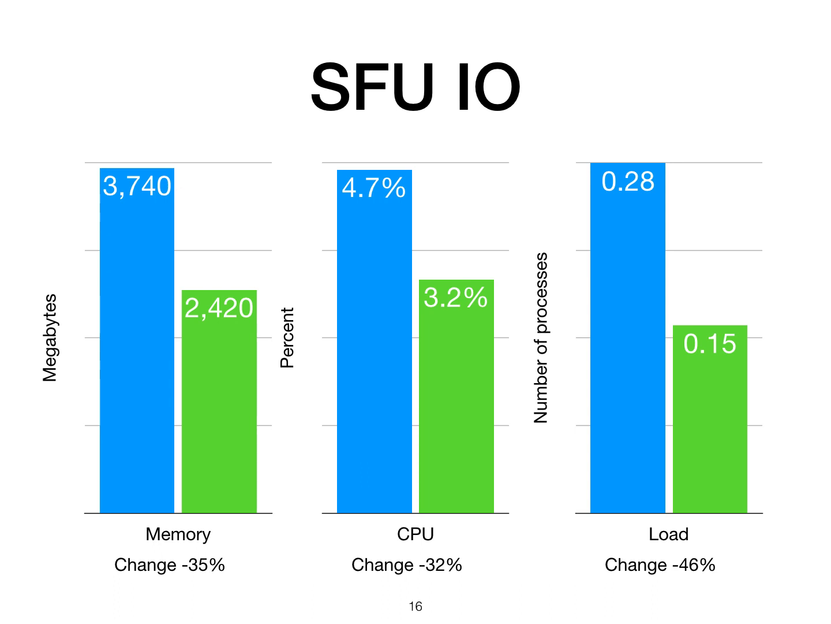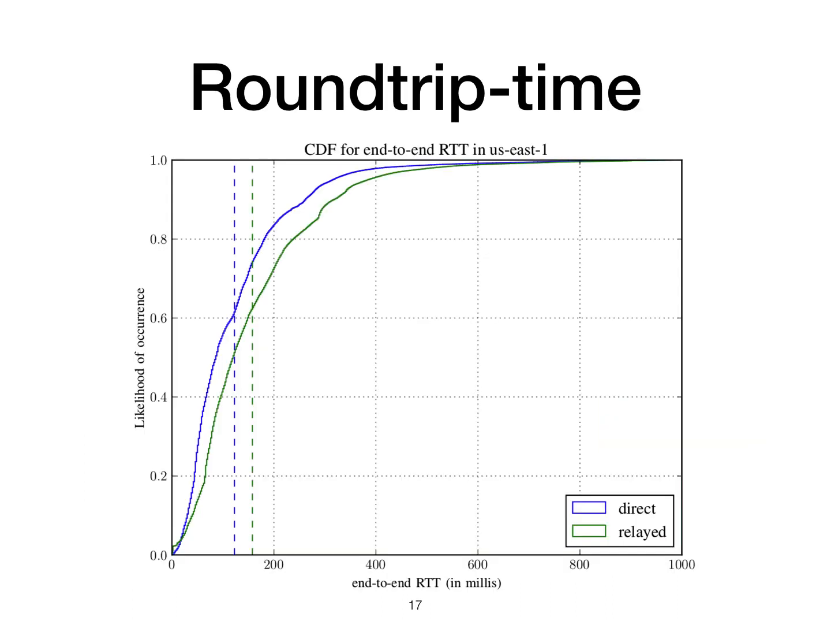Like in the previous graphs, the blue and the green bars represent the pre and post peer-to-peer for one-to-one periods respectively. The SFU I/O has been significantly reduced. We observe 35% less memory usage and 32% less CPU usage, and the system load has been reduced by 46%. Now we will examine some quality of service metrics. In this graph, the blue line represents the cumulative distribution of the end-to-end RTT for direct connect users, and the green line represents the end-to-end RTT for relayed calls, and this includes calls that go through TURN and the SFU. The dashed lines represent the averages that we will see in the next slide.